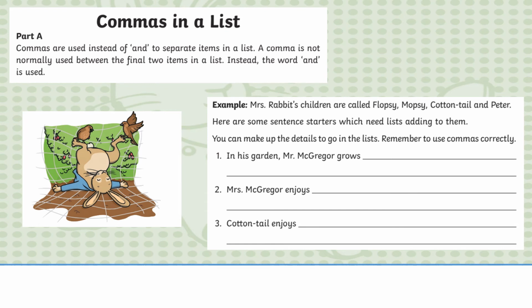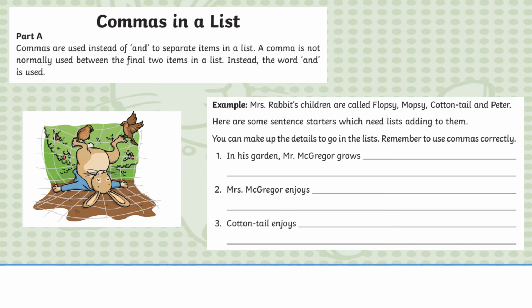Okay, commas in a list. We're going to be doing some more work on commas. They're important to know how to use, especially when you're going into Year Three soon. So commas are used instead of "and" to separate items in a list. A comma is not normally used between the final two items in a list. Instead, the word "and" is usually used.